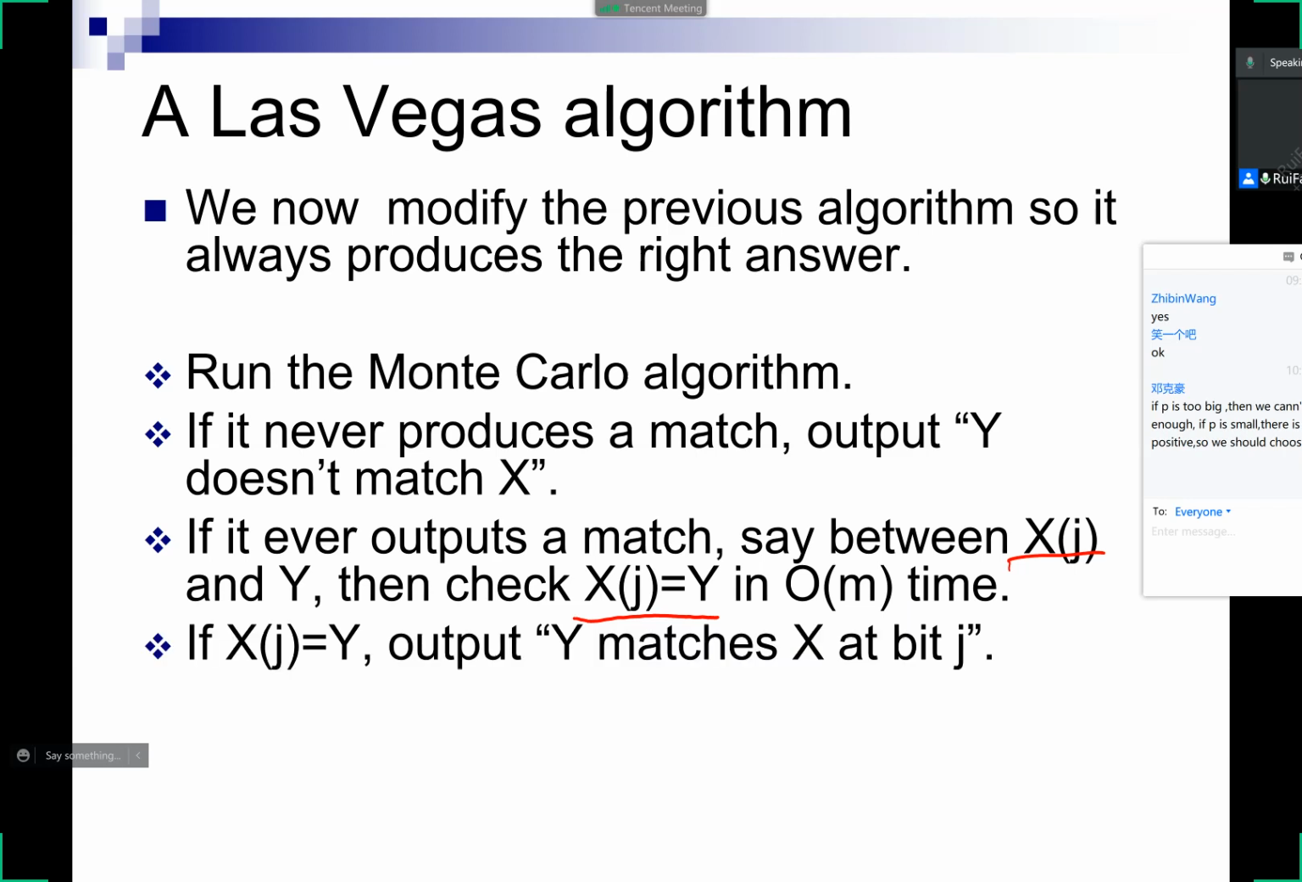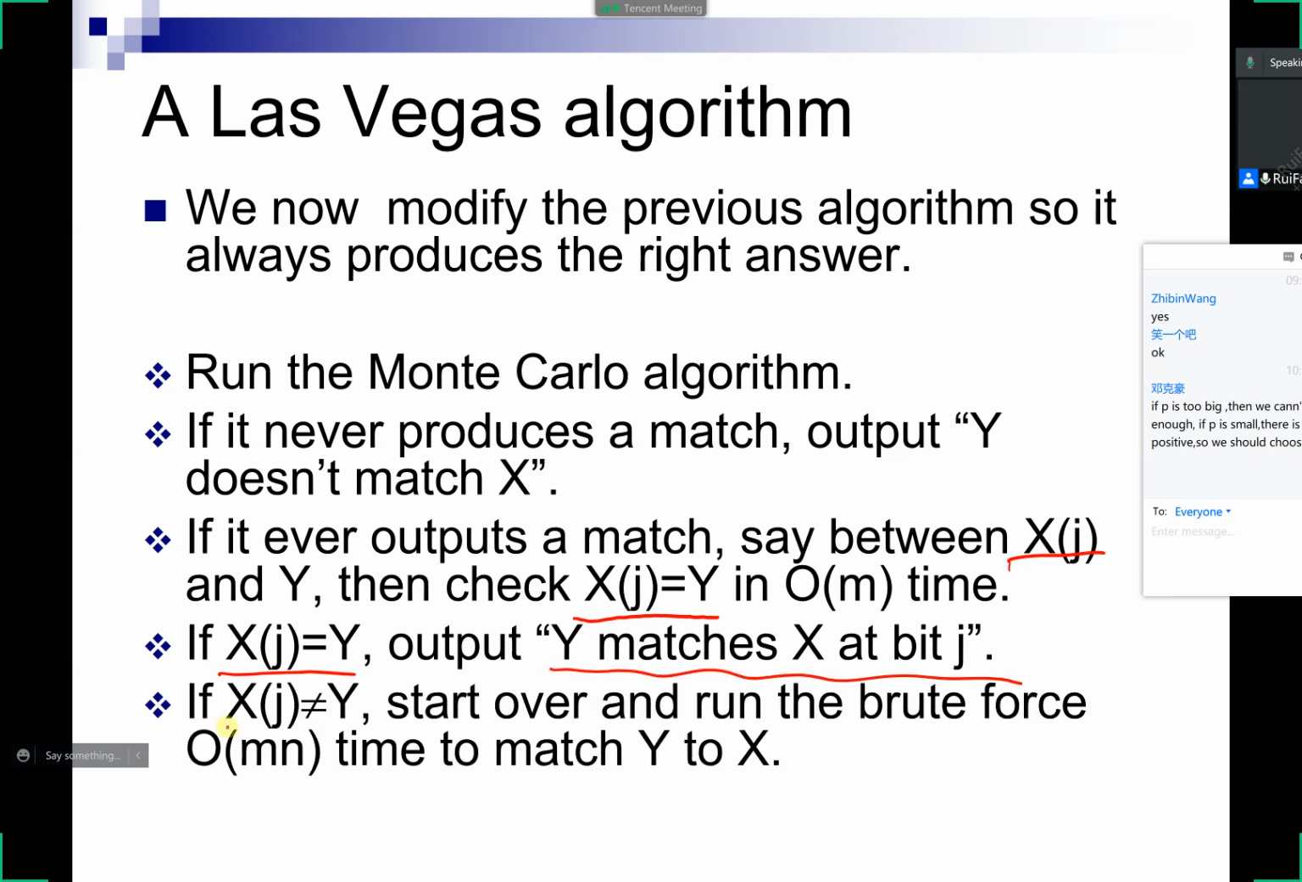Now, when you do this comparison, if they actually do match, then great, we found the match. On the other hand, if we had a false positive, and these two things actually do not match, then we're just going to give up. We're going to start the entire algorithm over, and do the most naive brute force approach to match y and x. That's going to take you order m times n time.